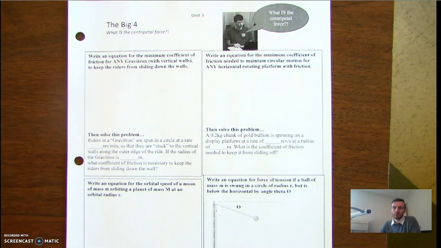Today it's uniform circular motion, and specifically we're going to investigate this idea of what is the centripetal force, right? This is an important idea because depending on the situation, many different specific forces such as friction, normal force, tension, and gravity can function as the centripetal force. And that idea turns out to be rather mathematically useful when we go to solve for things that we're looking for. So I put together this big four sheet here for you guys to give you an idea of what types of problems you might see.